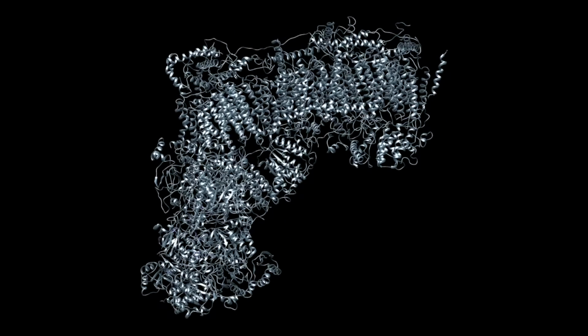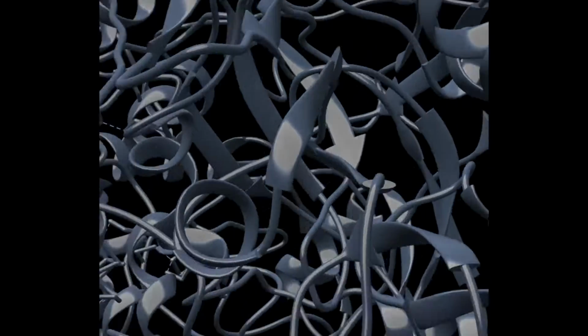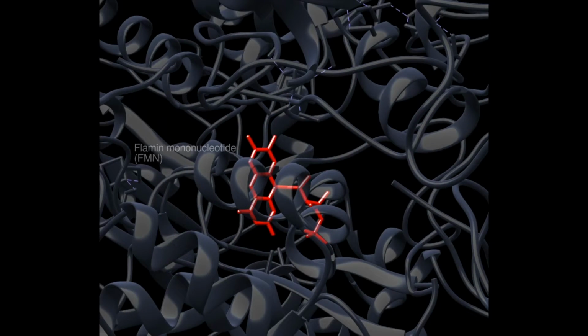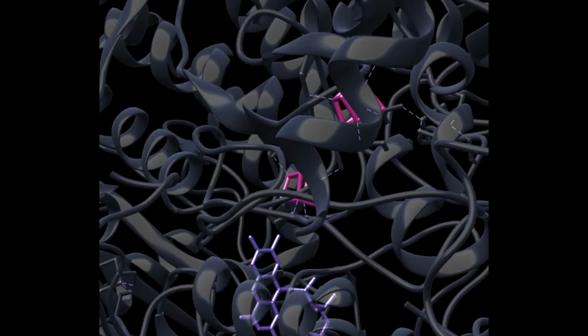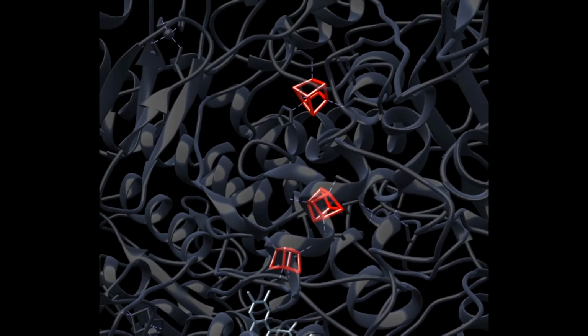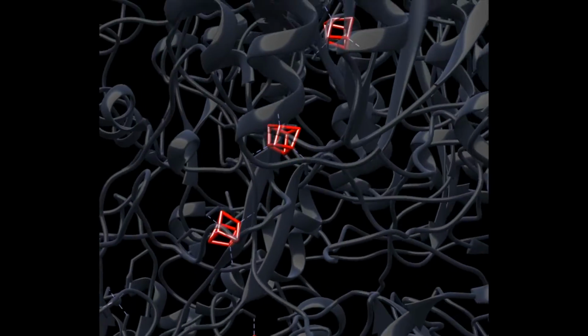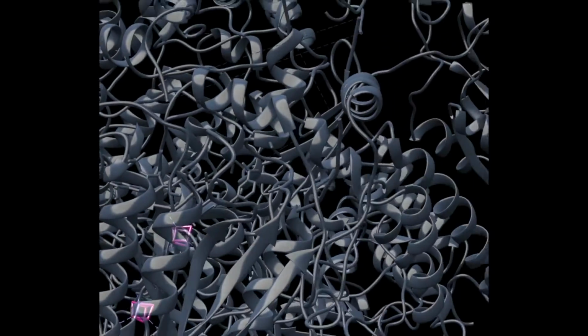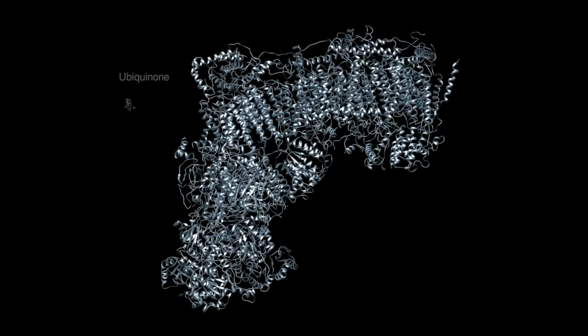A redox reaction occurs in the hydrophilic part of complex 1. NADH gets oxidized into NAD+, while FMN gets reduced and gains 2 electrons, becoming FMNH+. The electrons are then transferred via a series of sulfur-iron clusters towards the catalytic site, in which ubiquinone will be reduced to ubiquinol. The movement of these electrons creates a current that will initiate the proton pump.